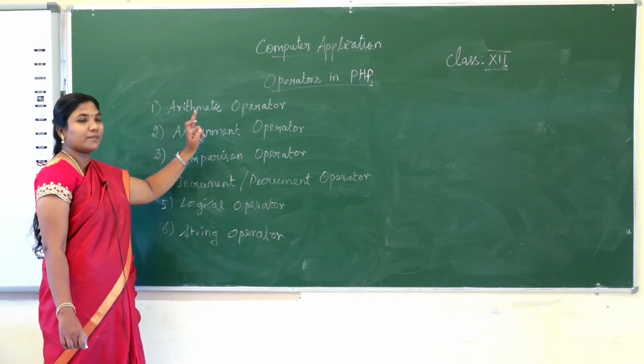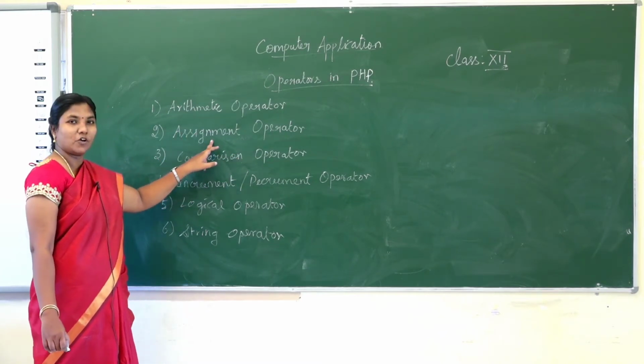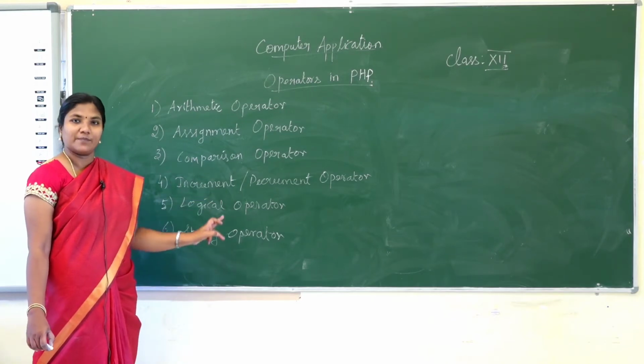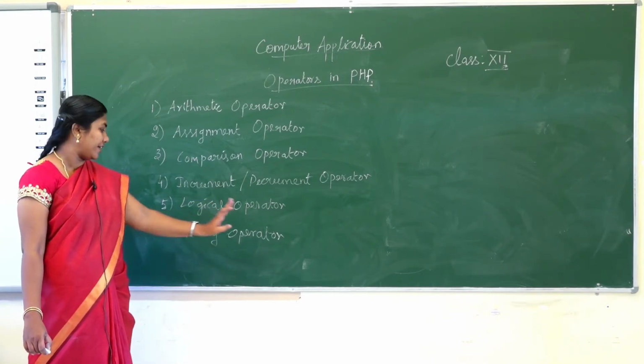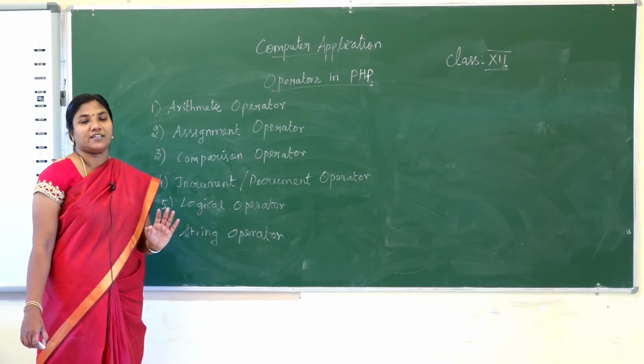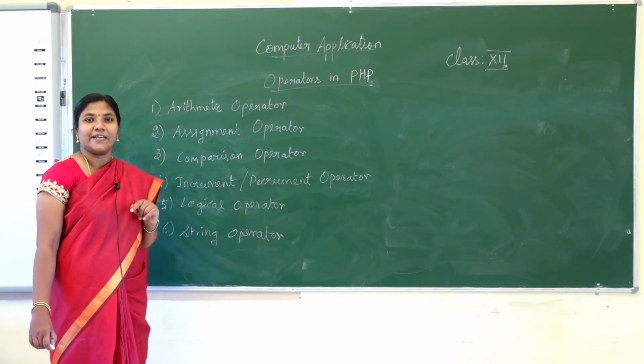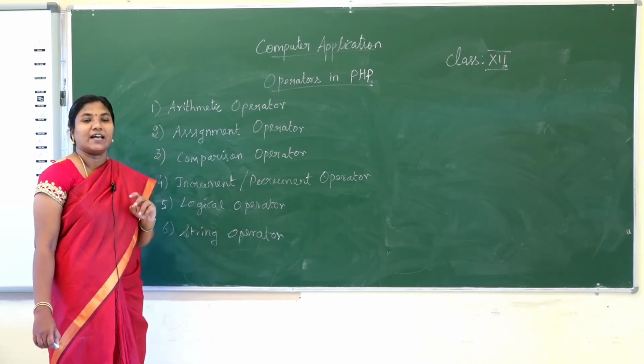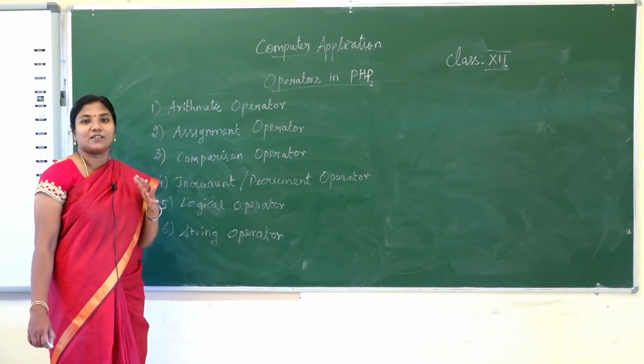So first one, arithmetic operator. Second one, assignment operator. Third one, comparison operator. Fourth one, increment or decrement operator. Fifth one, logical operator. Sixth one, string operators. So how many types of operators are in PHP? 6 types of operators. So first one, arithmetic operator. As per its name, it is used for arithmetic calculation.